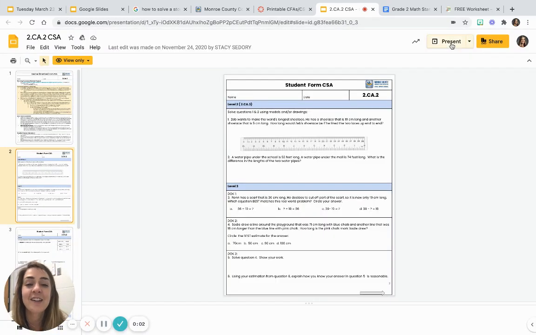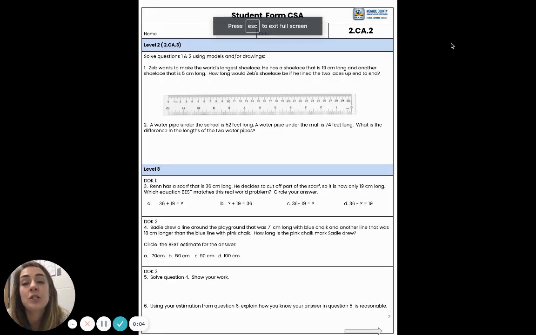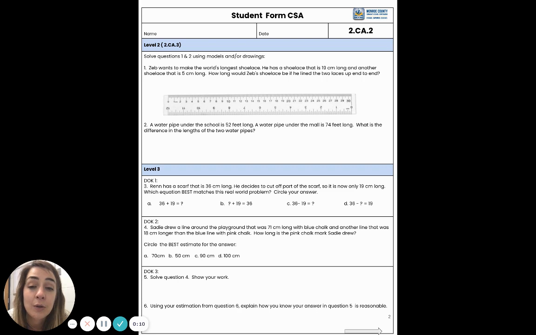Good morning, second graders. Today we are going to do another assessment, but I want you to think of this assessment as more of a check-in because we are going to work on it together. All right, so you need to find in your packet the assessment that says 2CA2 at the top. And this assessment is about story problems.